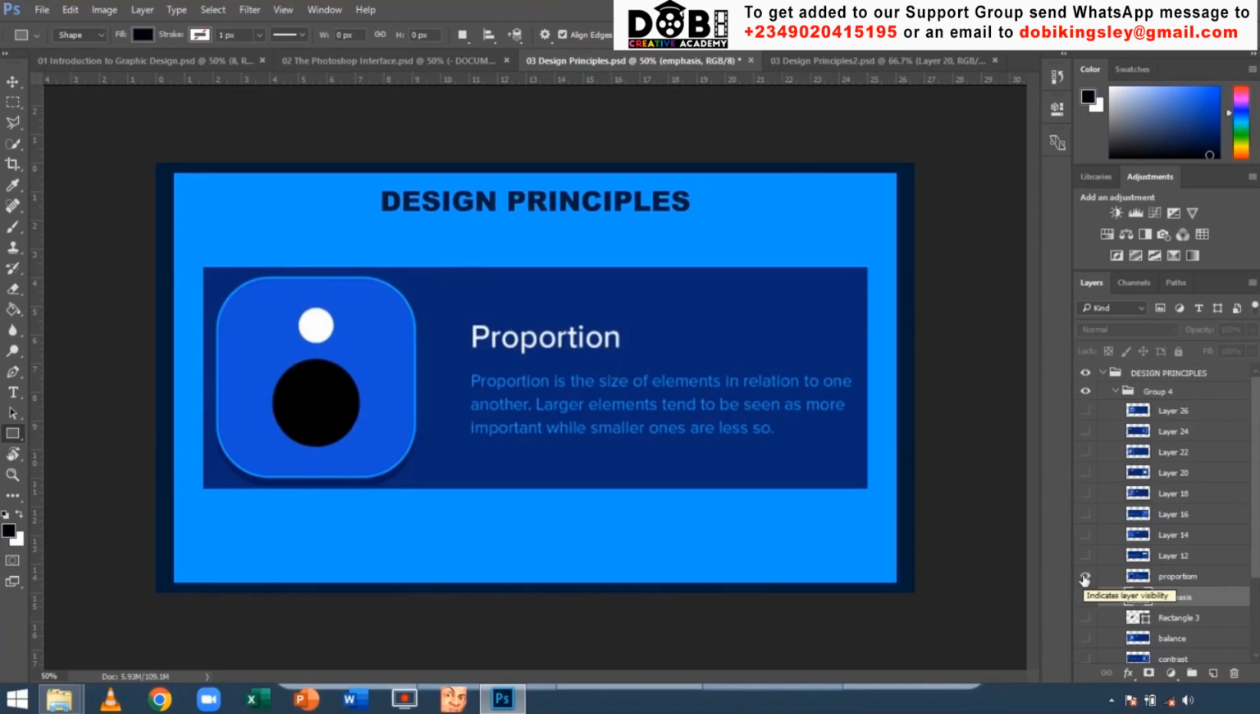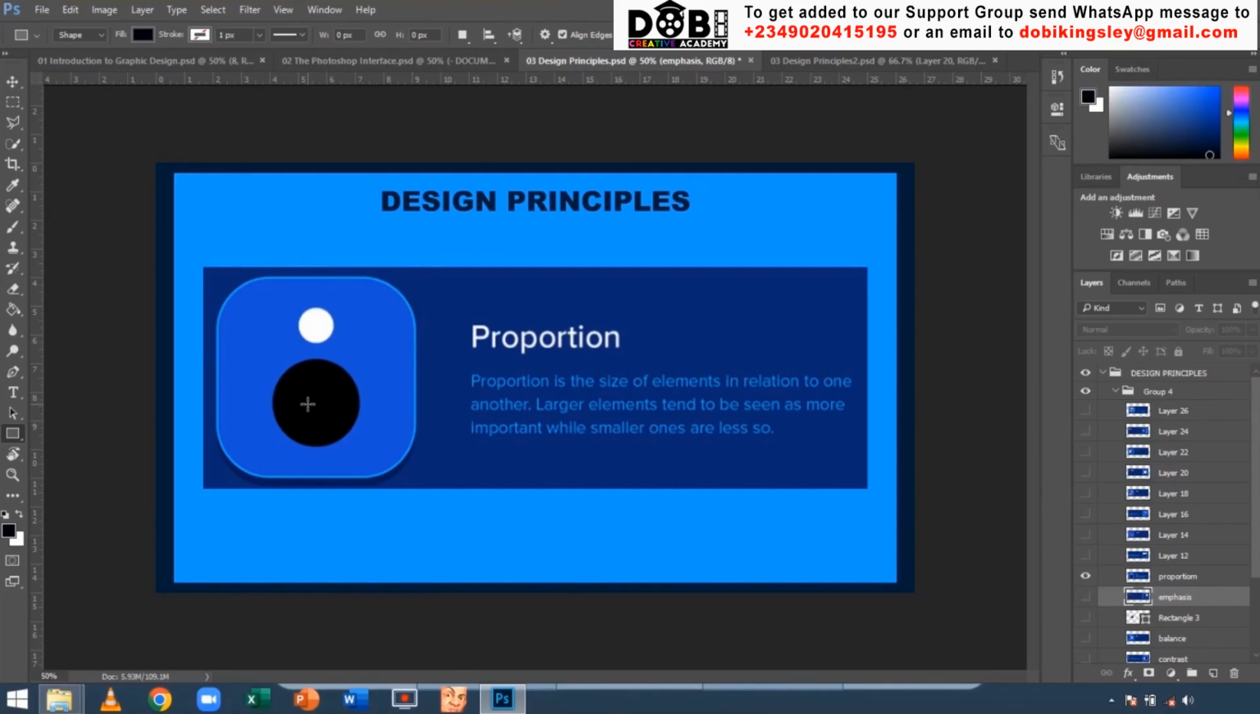Proportion. Okay, so proportion is just basically the size of elements in relation to one another. As you can see, the white circle is smaller than the black one. So proportion here is just size. The larger elements tend to be seen as more important than the smaller ones.